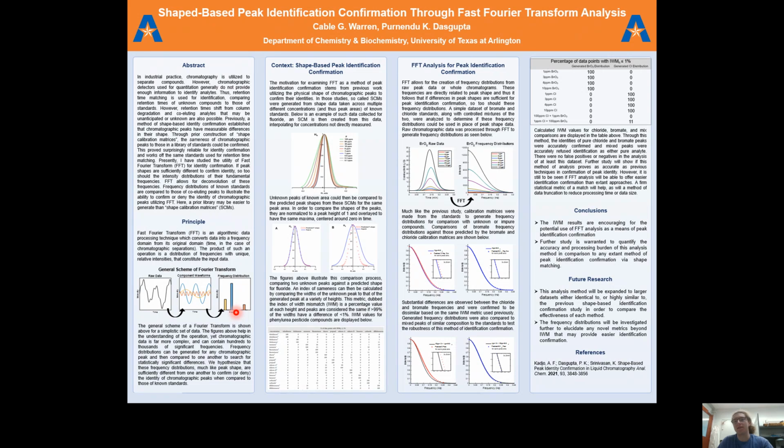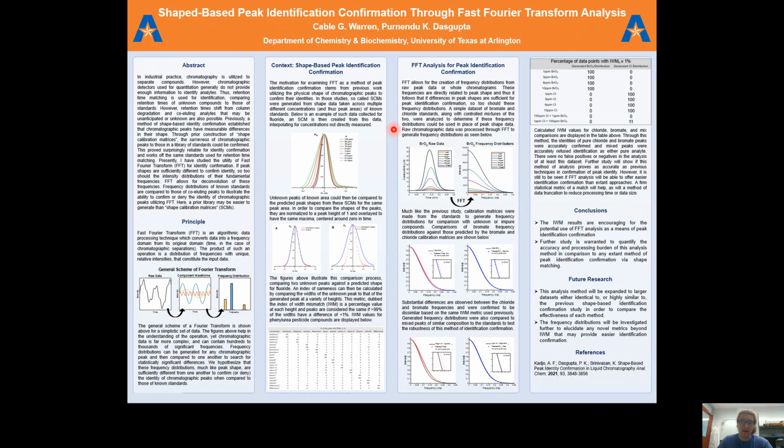So we hypothesize that these distributions are significantly different between analytes, such that they can be used to confirm or deny the identity of an unknown peak based on its frequency distribution. And so the reasoning behind this comes from previous work done in the group, utilizing peak shape as a method of identification confirmation.